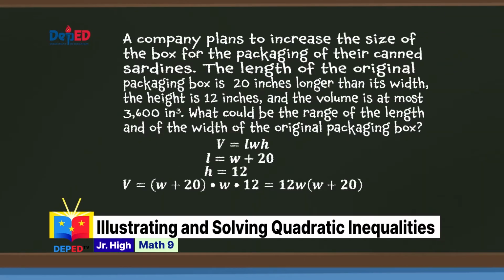The volume of the box is at most 3,600 cubic inches. Which word or phrase gives us a clue what symbol we must use? At most. Which symbol is this associated with? Less than or equal to? So, we express the volume of the box in symbols as 12W times the binomial W plus 20 less than or equal to 3,600. This mathematical sentence is an example of an inequality.